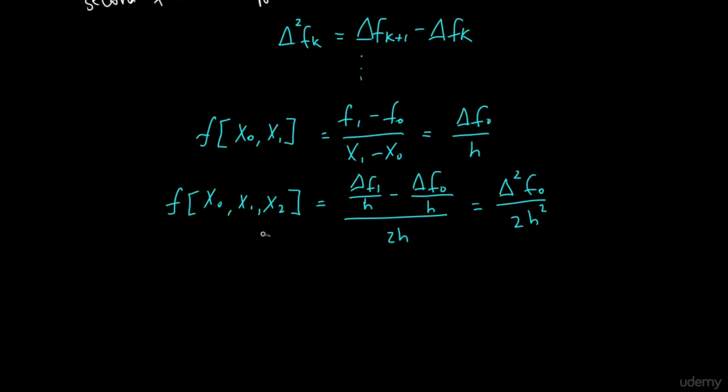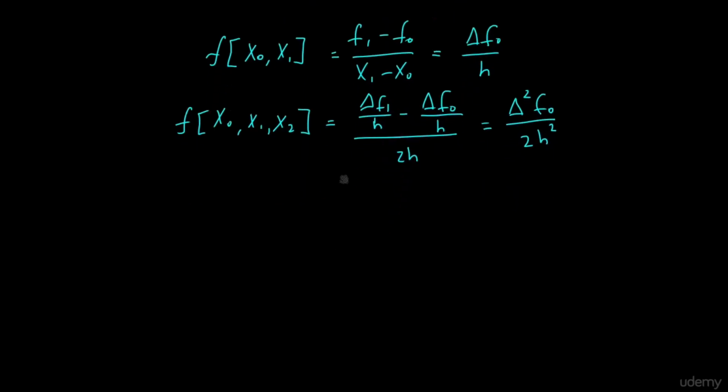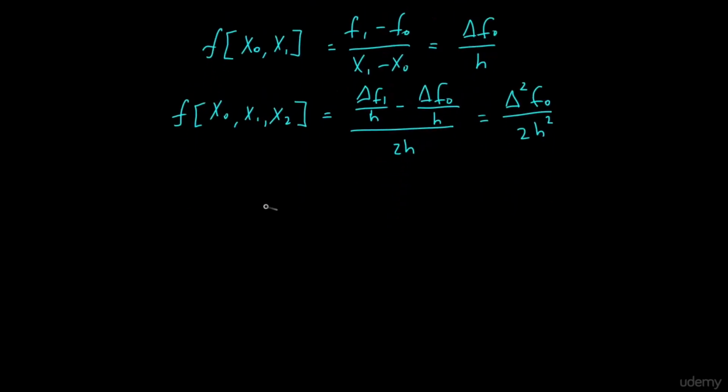Divided by 2h squared. And if you continue this idea, if you expand it to further divided differences, you'll get the following formula. You'll get the divided difference between x0 and a couple of points until some xn, being defined as delta to the power n f0 divided by n factorial times h to the power of n. So that's the formula that we are going to use, and we can formulate a new table.